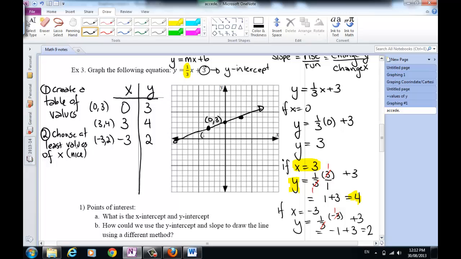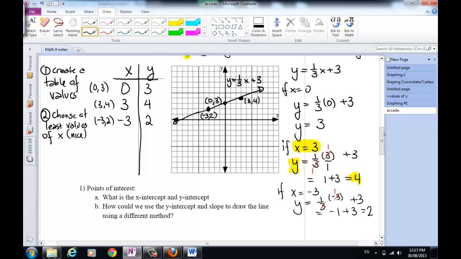I forgot to label my points. We do want to label each of our points. Do that now. Every time you draw a line, make sure you label your points. And the final thing that we need to label is actually our axes, or sorry, our line. So y equals 1/3 x plus 3. And we're done that one.